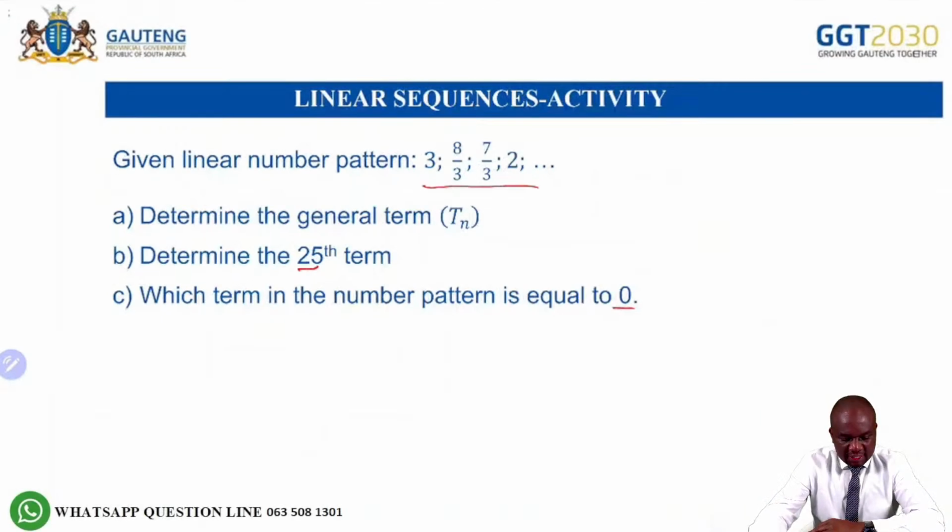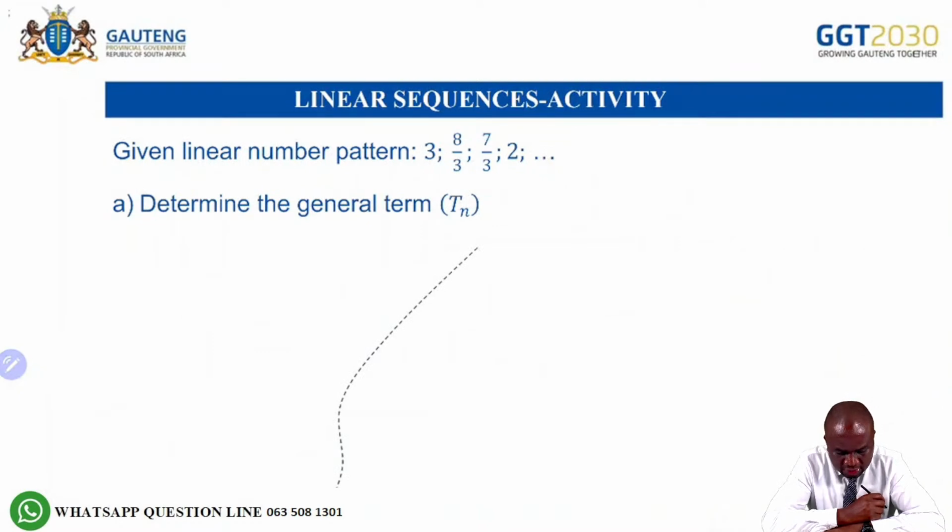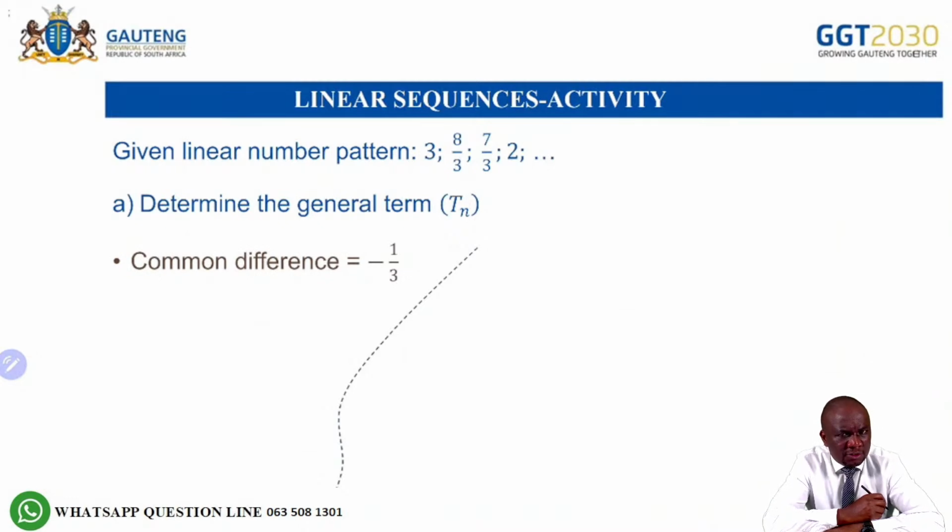Right, welcome back, grade 10s. Let's mark our work. We're marking our work now. So determine the general term Tn. Right, what do we do here? We need to find the common difference. It's -1/3. Did you manage to find that?